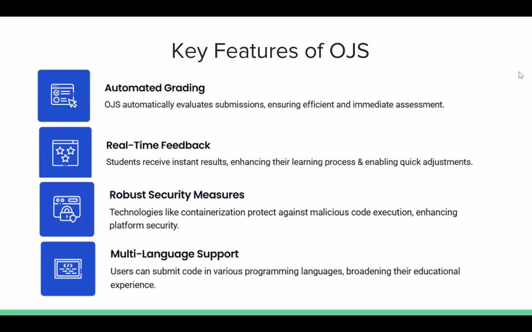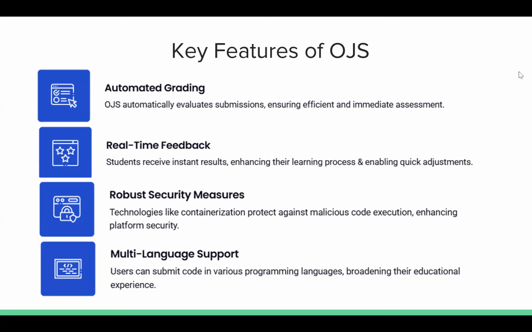Coming to the key features of the OJS, the first one is automated grading. The system runs the submitted code and checks for correctness. This feature allows OJS to automatically evaluate code submissions, eliminating time-consuming manual grading processes. It ensures that the assessments are not only quicker but also consistent and eliminates any human error. The second is the real-time feedback. Users receive real-time feedback and results, which enables them to make quick adjustments and improve their code.